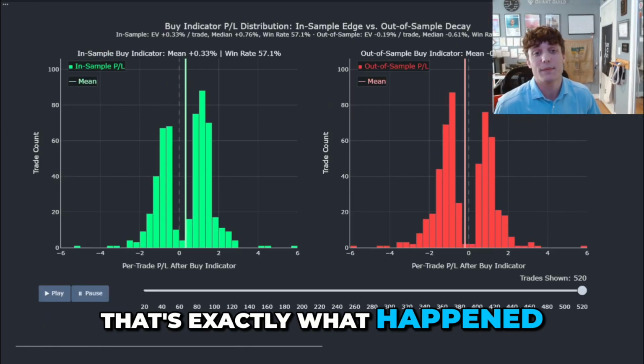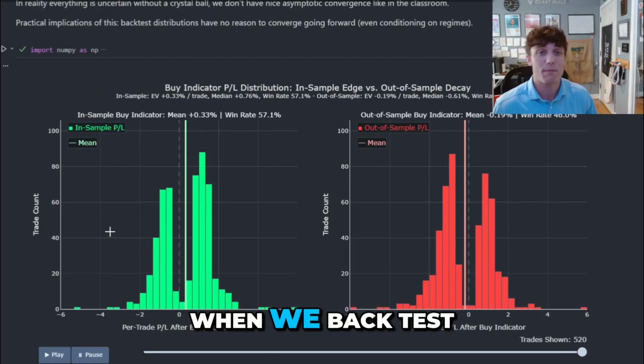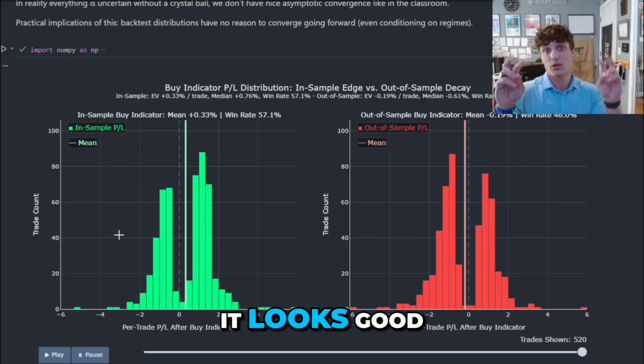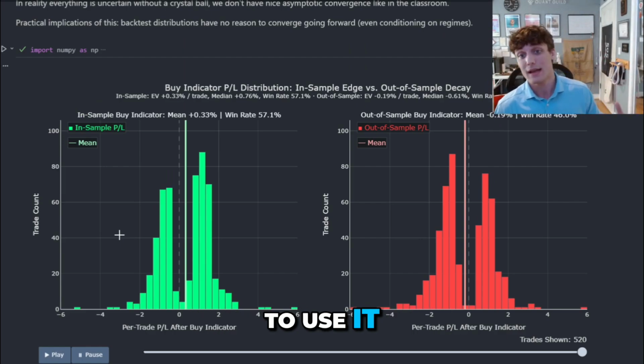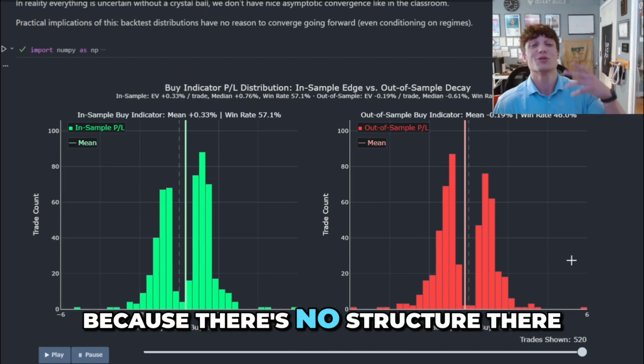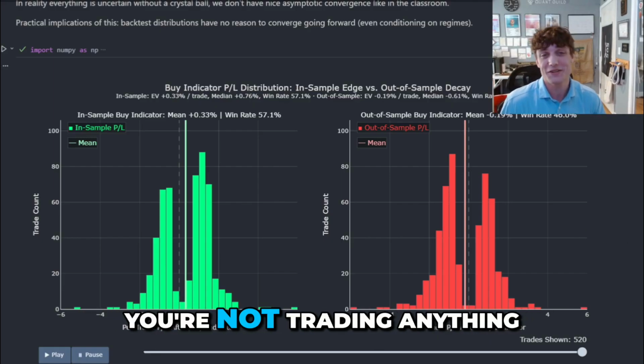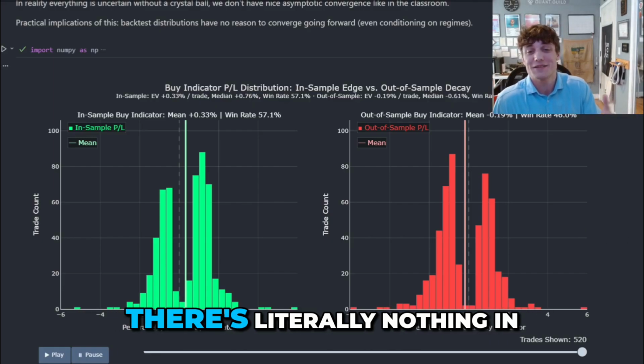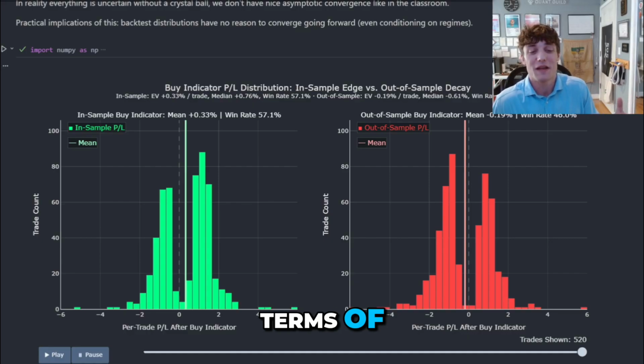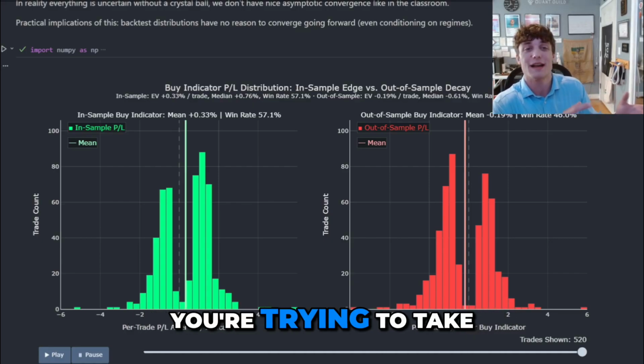That's exactly what happened in this example. When we backtest the indicator, it looks good. Then when we try to use it, it does not work because there's no structure there. You're not trading anything substantive. There's literally nothing in terms of market structure that you're trying to take advantage of.